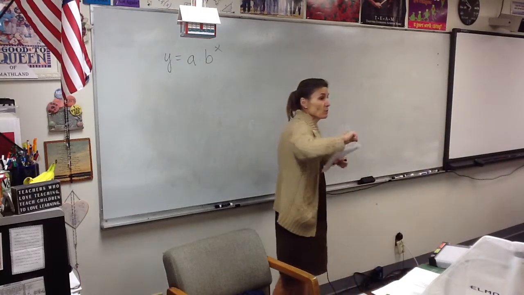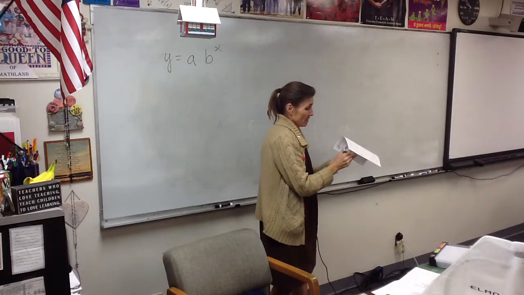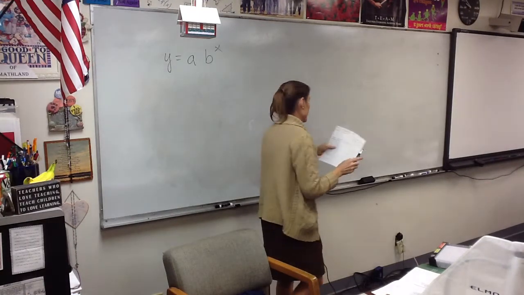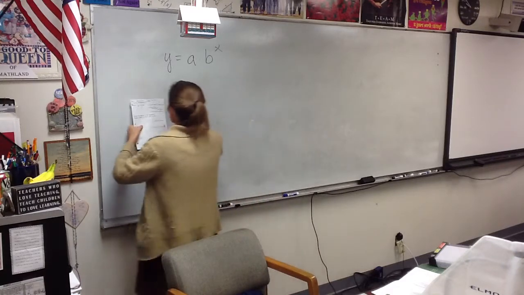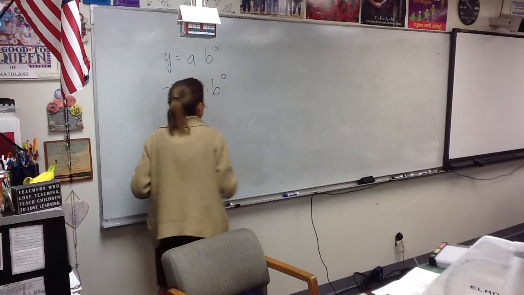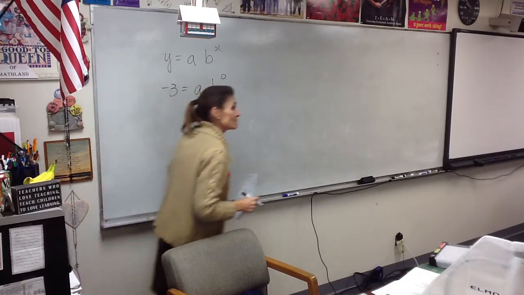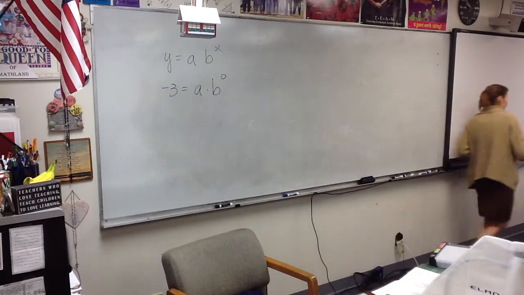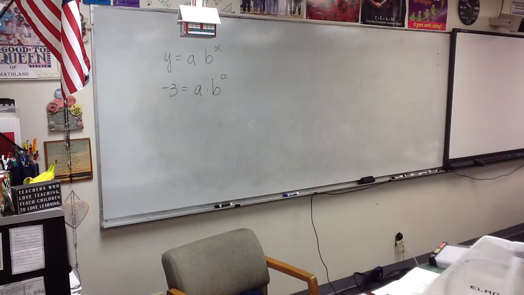Whoa, we got to remember this. What do we do with those 2 points? Which one do we plug in first? The one with the 0. So negative 3 equals a times b to the 0. Now, what is b to the 0? 1.